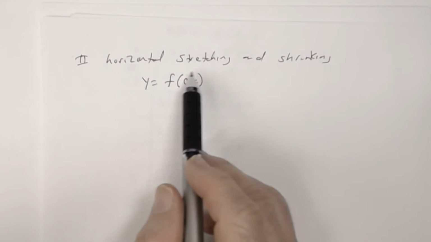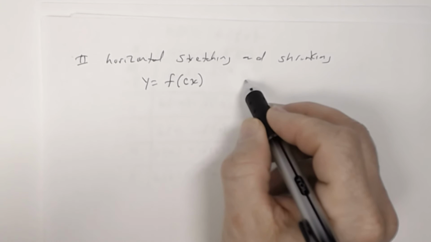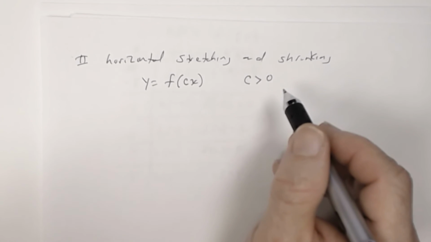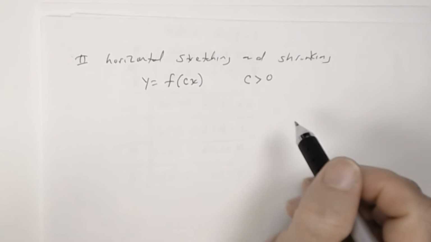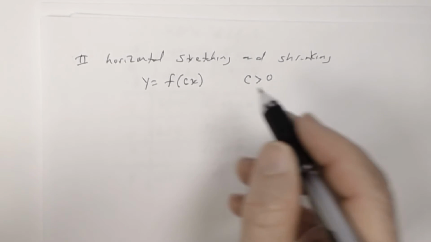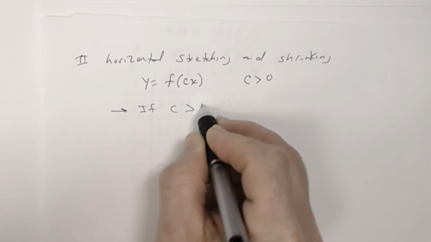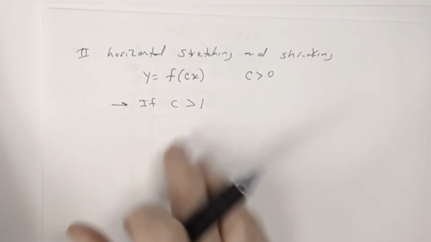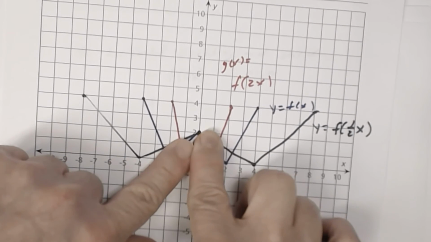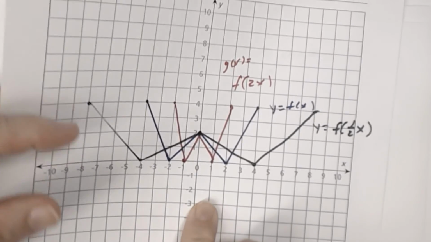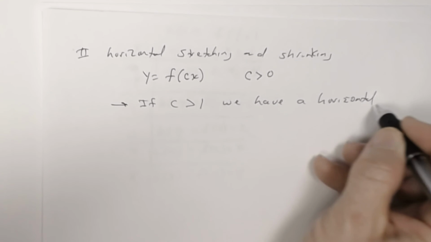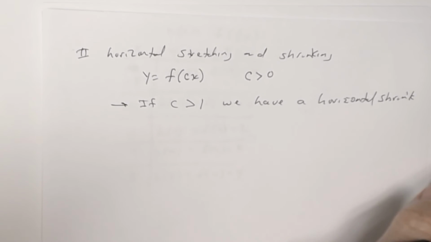Okay, so when we talked about horizontal stretching and shrinking, just like in vertical, we're looking at where C is positive. Now, remember, if C is negative, that has to do with a reflection about the y-axis. But we're only looking at positive because we just want to talk about stretching and shrinking without reflections. So if C is greater than 1, we went from the blue graph to the red graph, so we had a horizontal shrink. So if C is greater than 1, then we have a horizontal shrink, or compression, sometimes called a compression.